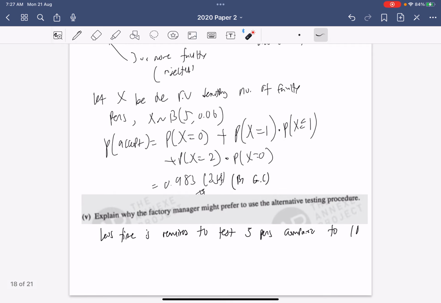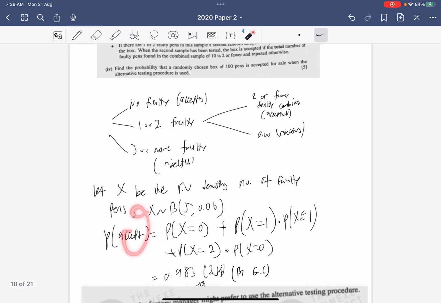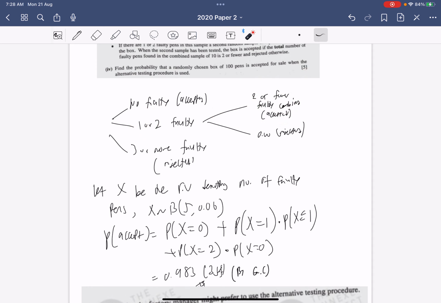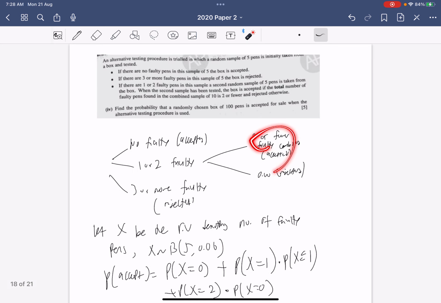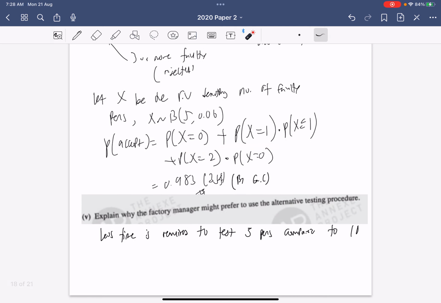So for the probability distribution, we let X denote the number of faulty pens. For the probability of acceptance, it's either X equals 0, or X is 1 and the other box also has less than or equal to 1 basically. And if you are 2, then your X must equal 0, and that's the only case, because when you combine it, it must still be accepted. So in that case, you use the GC and you can compute the probability to be 0.893.